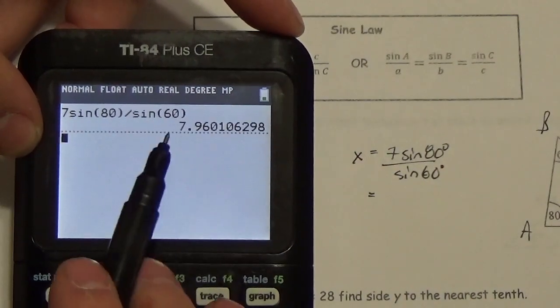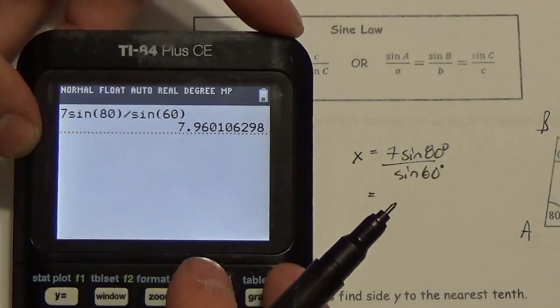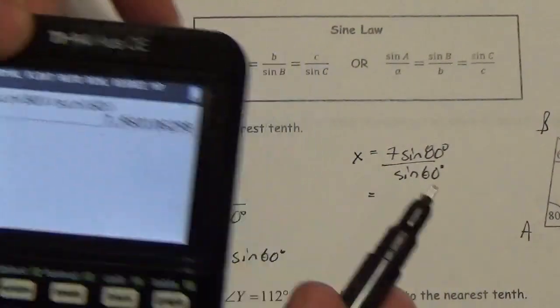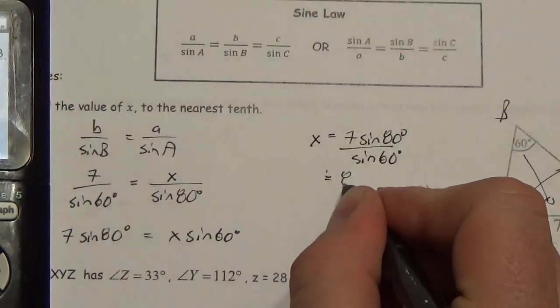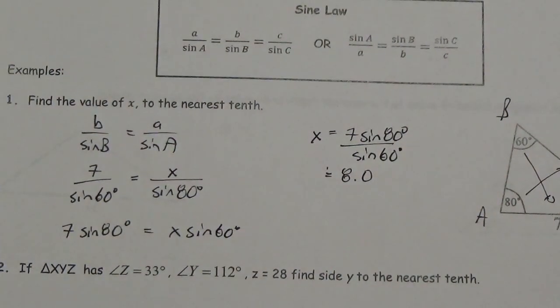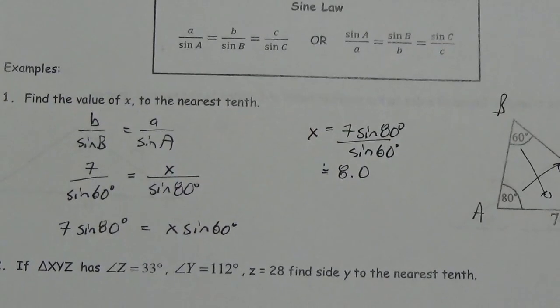When I press enter, I'm going to get 7.96. The question was rounded to the nearest tenth, so we're going to round that up, so this will be approximately 8.0. Okay, and there we go. There's the length of that side.